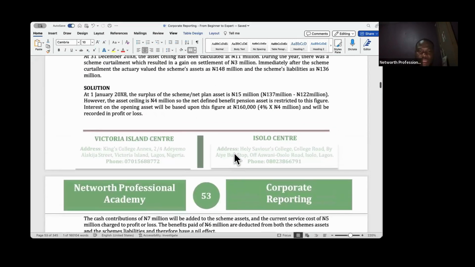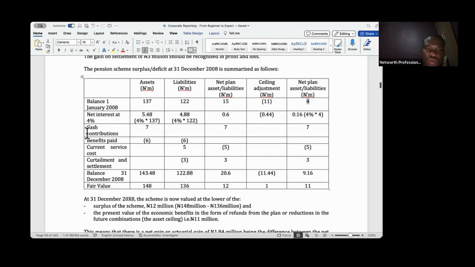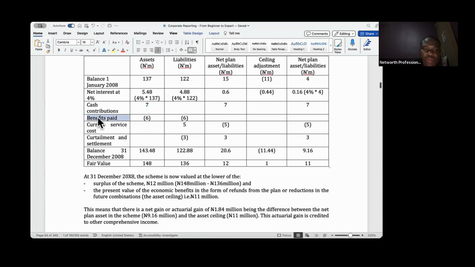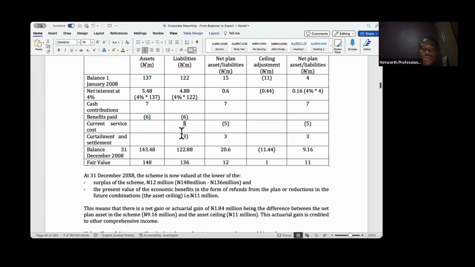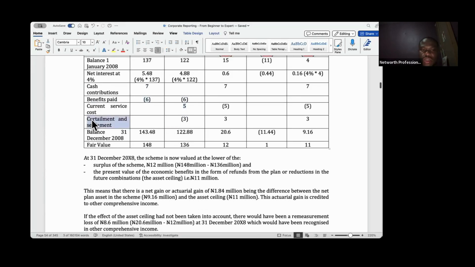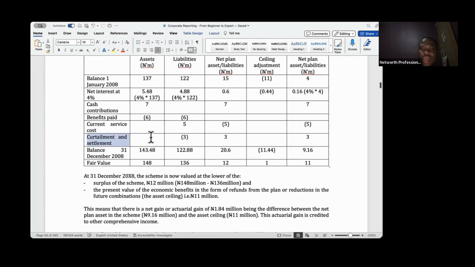Going forward, the question gave me the contribution, and contribution is always adding to my assets. And they also gave me a benefit, which will be removed from my asset and my obligation. And they also gave me a current service cost, which will be added to my obligation. And there was a curtailment and settlement because we had a gain on settlement. That means my obligation was higher by 3. So we'll have a gain.